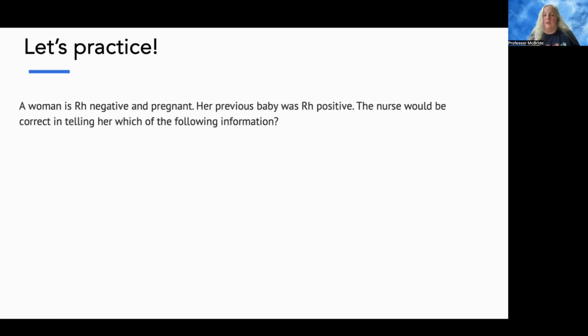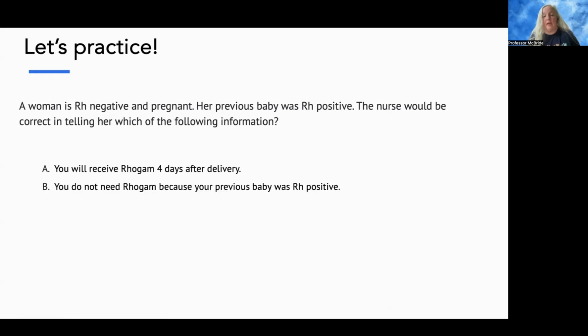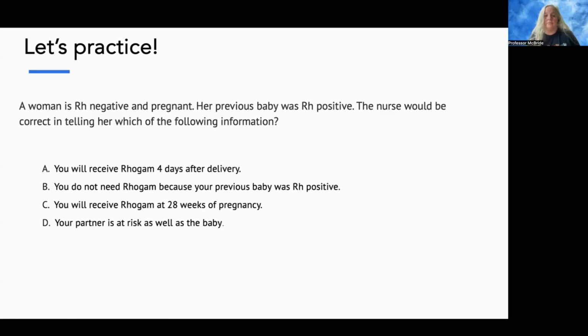Final question. A woman is Rh negative and pregnant. Her previous baby was Rh positive. The nurse would be correct in telling her which of the following information. You will receive RhoGAM 4 days after delivery. You do not need RhoGAM because your previous baby was Rh positive. You will receive RhoGAM at 28 weeks of pregnancy, or your partner is at risk as well as the baby.